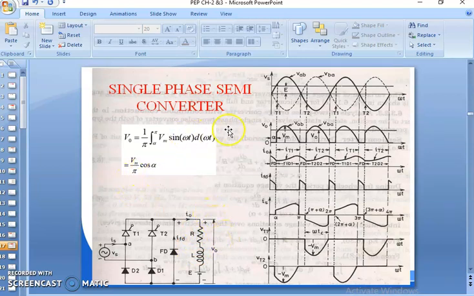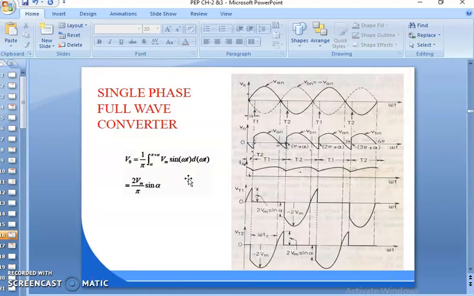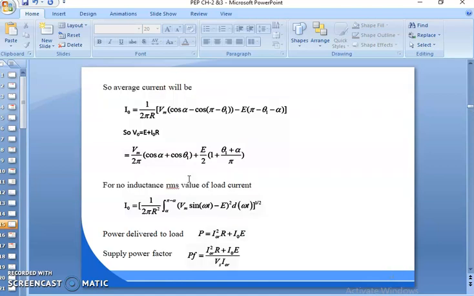Then come to the single phase semi-converter circuit or half control converter circuit. Before studying this circuit, we must know the actual meaning of semi-converter or half control converter. Whenever the circuit comprises a mixture of diodes and thyristors, then the circuit is said to be a half control converter or semi-control converter circuit.